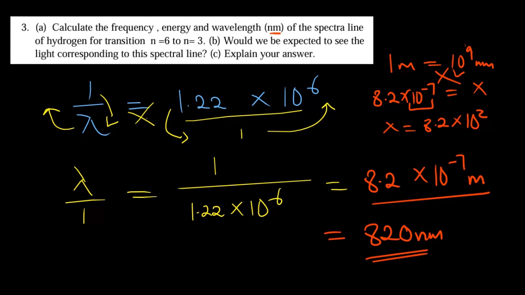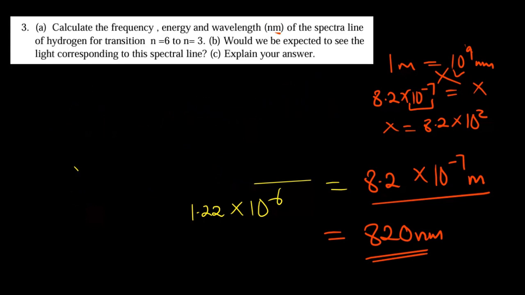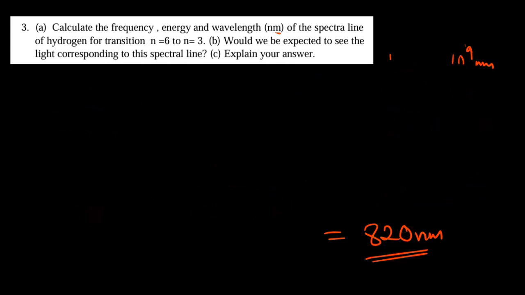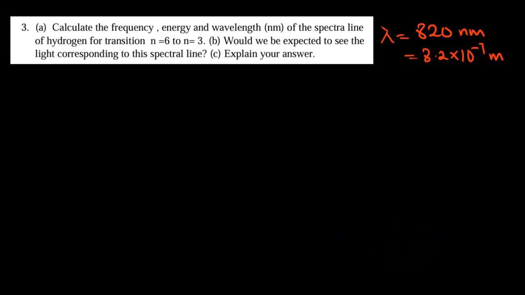Alright, so we've calculated our wavelength. We can keep it so that we can use it to calculate the frequency and the energy and whatever we want to calculate. So I'll write it here. I'll say wavelength is 820 nanometers, or it is 8.2 times 10 to the power minus 7 meters. So we are going to use it.